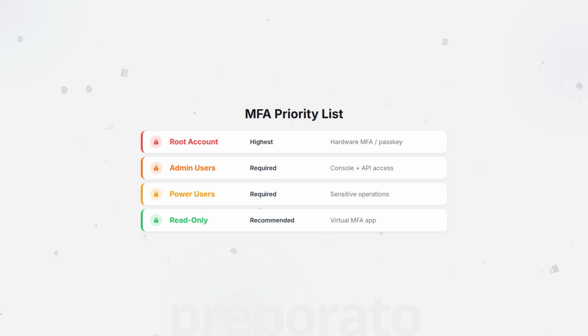Admin users need MFA for both console and API access. Power users should have MFA required for sensitive operations. And for read-only users, MFA is recommended even there.